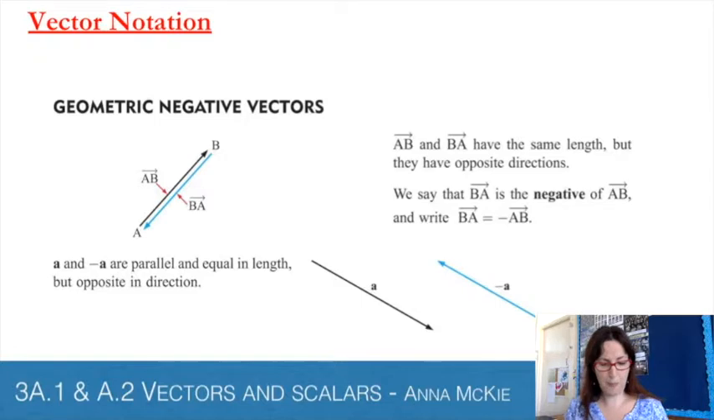Negative vectors. Let's say we've got the vector AB here, but if you're asked how do you get from B to A, so going in the other direction, that's the negative of that vector. And so as you can see here how that's written. It's written negative A and it's the same length and in the opposite direction.